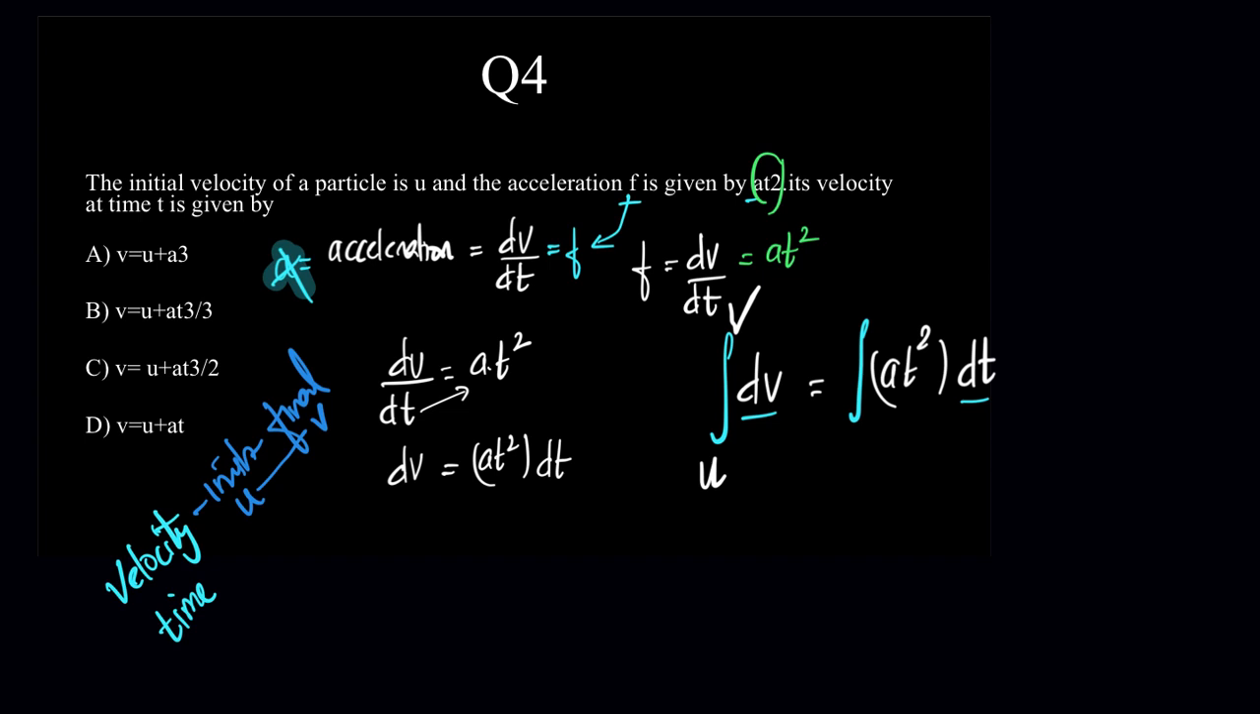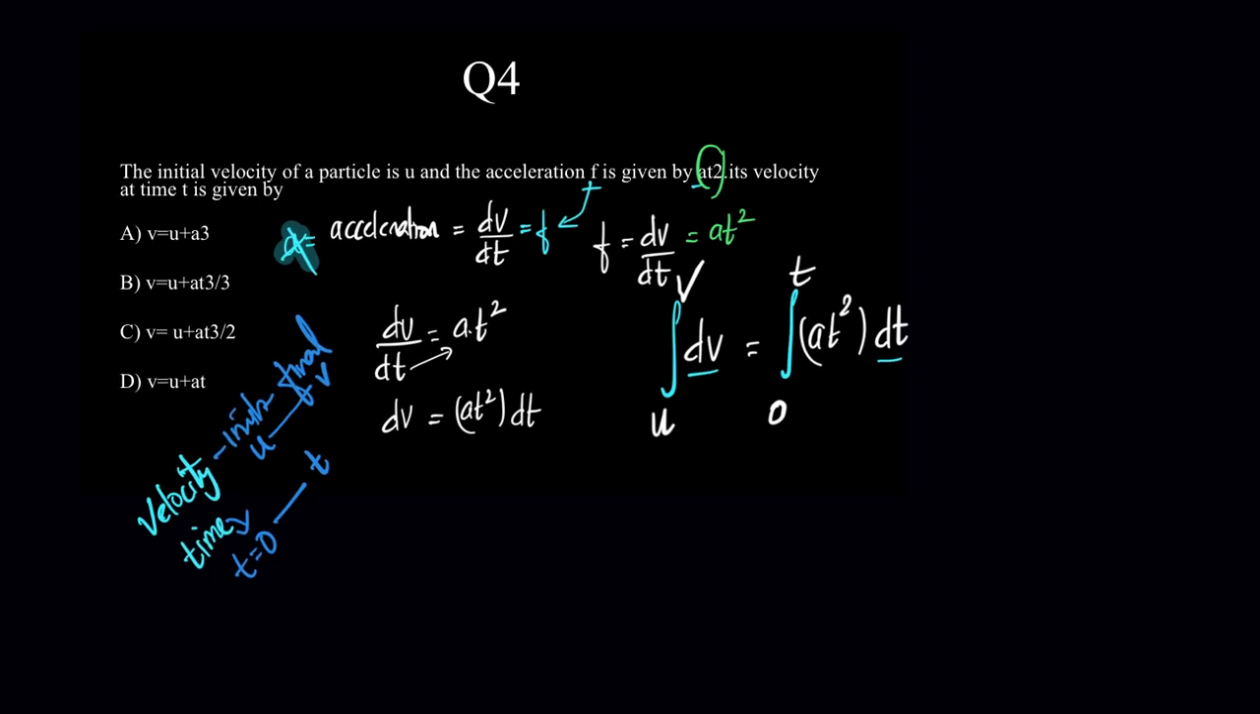How will the time vary? The time will vary from the starting time of observation, which is basically t is equal to 0, to any time t is equal to t, at any instant of time t, which means the lower limit of time will be 0 and the upper limit for time would be t. Now the integration is a straightforward task.